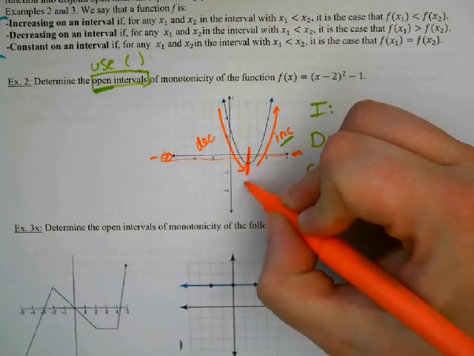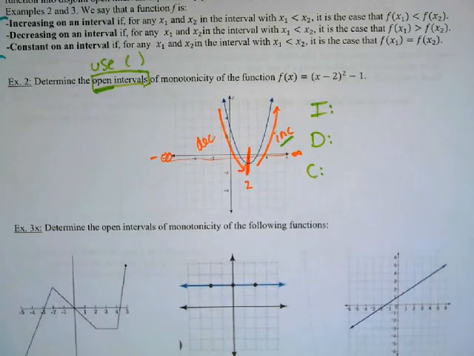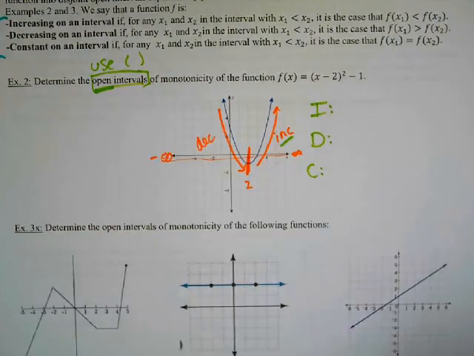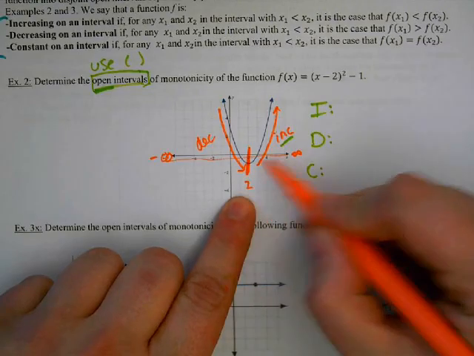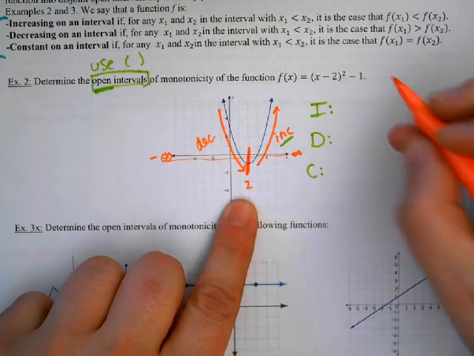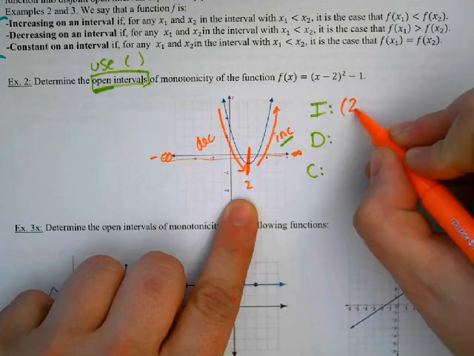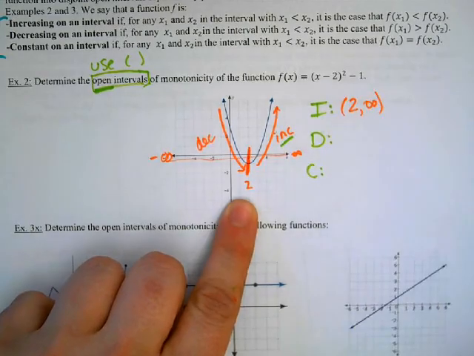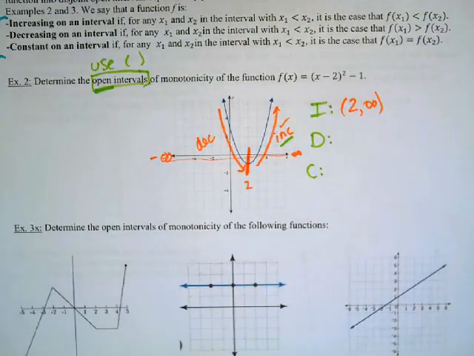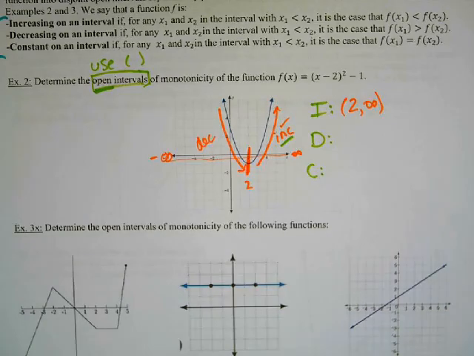What is that x value? Well, it's the value 2. So we will say in our answer that from the x value of 2 all the way to positive infinity, our function is increasing. And we will create our interval 2 to infinity. And we have our increasing part done. The next type of activity that we're looking for is, does this function decrease?